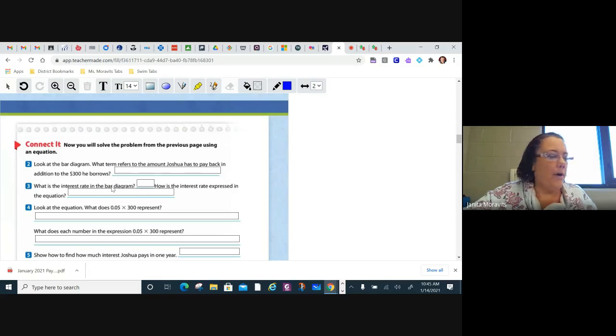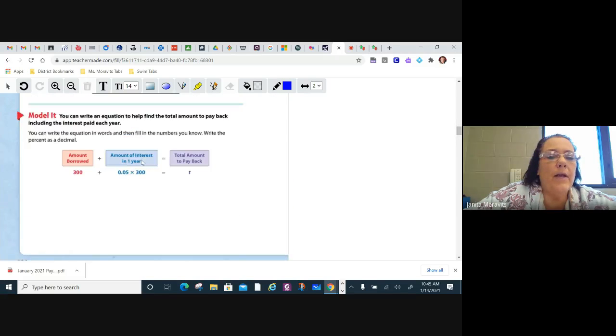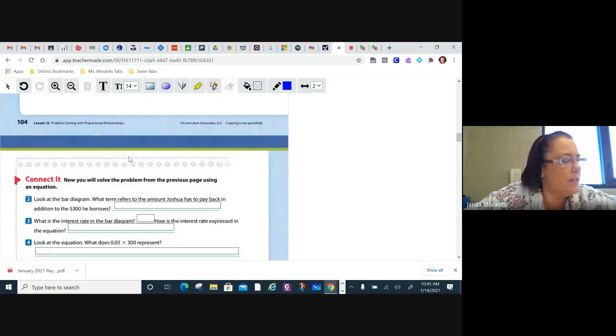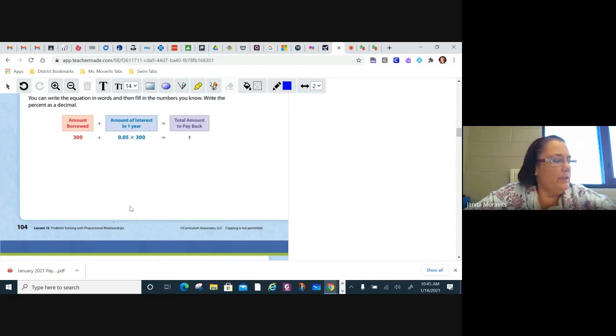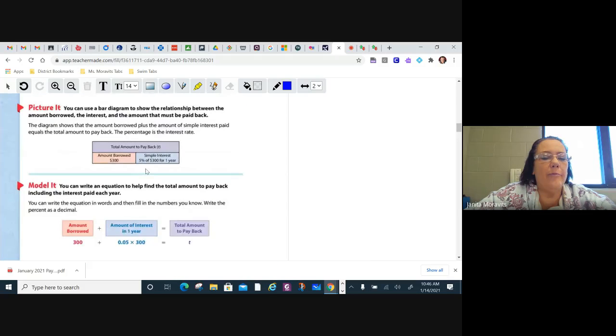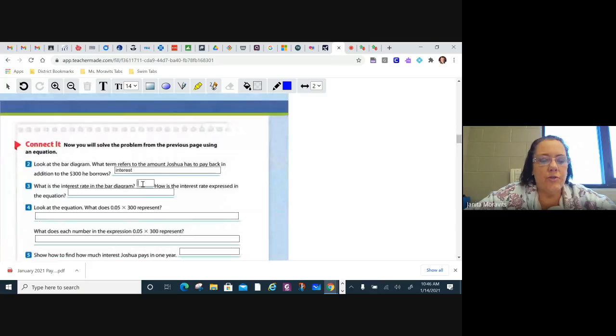All right, it says look at the bar diagram. What term refers to the amount that Joshua had to pay back in addition to the $300 he borrows? So this part right here, the term that we're looking for there is interest. He has to pay the interest. All right. What is the interest rate in the bar diagram? Well, it shows us right here that it is 5%. So the interest rate is 5%.